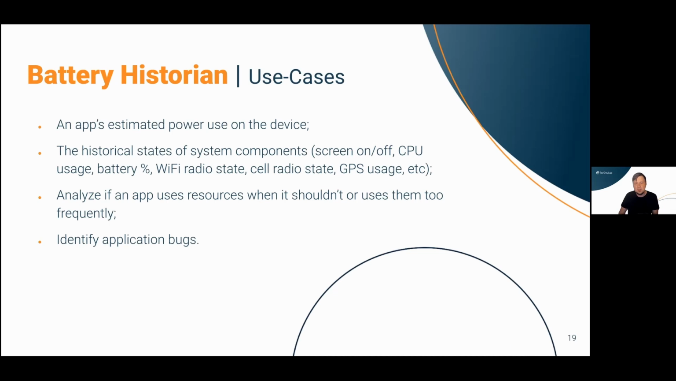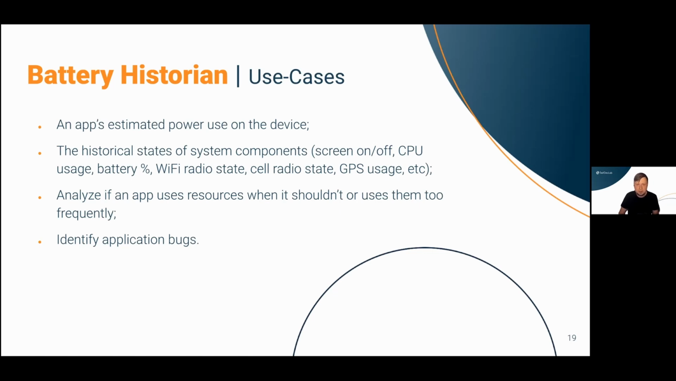You can use it to analyze if an application uses resources when it shouldn't be using them, or uses them too frequently. For example, you can detect if an application is doing some periodic background work when it shouldn't be doing it. For example, you analyze in the morning if the application was indeed polling for location during the night with the frequency that you wanted it to. And you can identify application bugs this way as well. It goes the other way as well. If you write some code that's supposed to do something in the background, then you can later check with Battery Historian if your application was actually being woken up at the time when you thought it was being woken up.